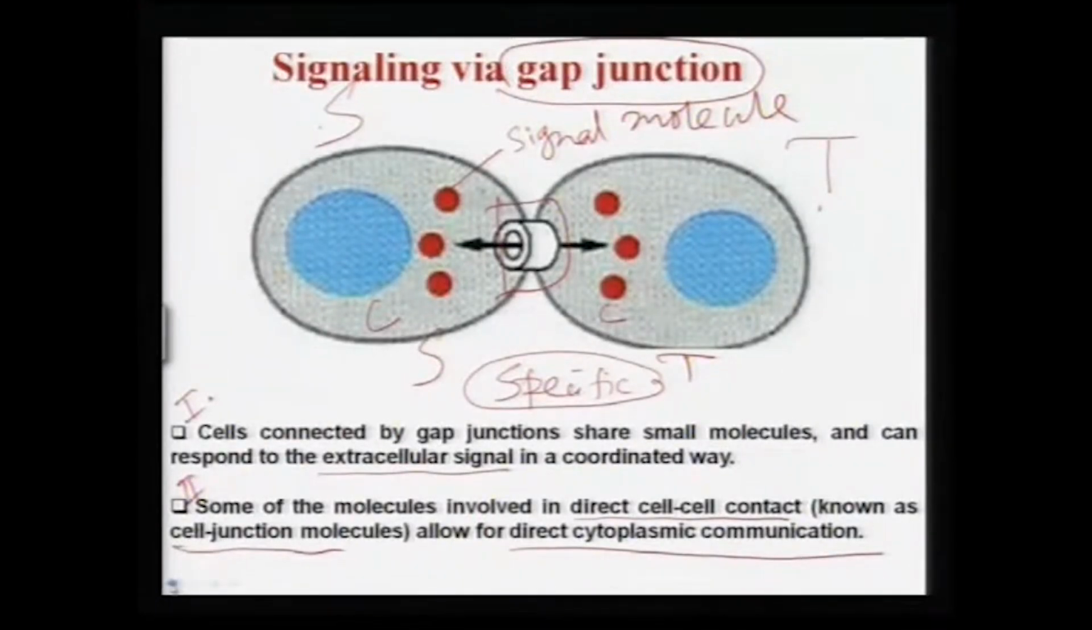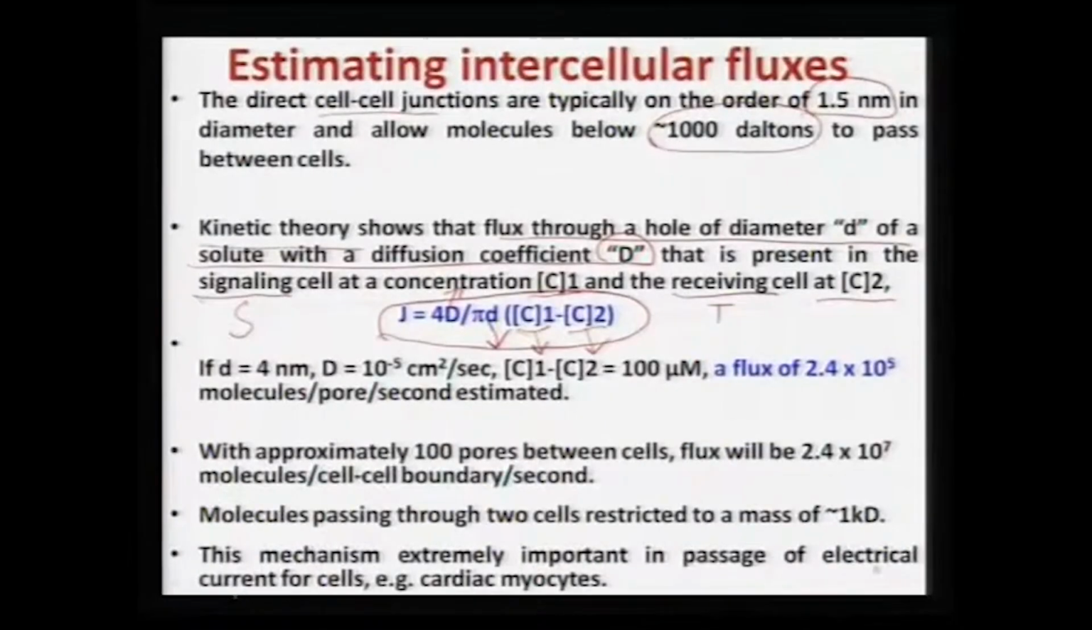Suppose this is the source cell and this is your target cell. Here the concentration is C1, here the concentration is C2. Capital D is your diffusion coefficient, and small d is the diameter. The flux, meaning how much will be transported, is calculated via simple Fick's law: J is equal to 4 D d (C1 minus C2). Always the flux will be from higher concentration to lower concentration.